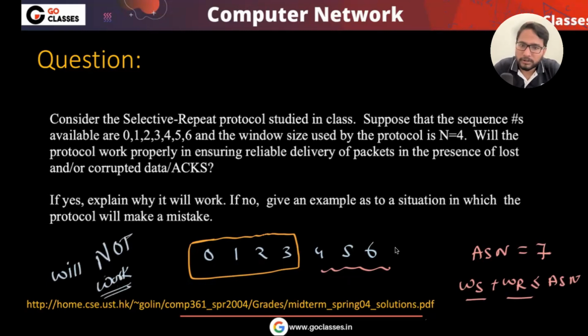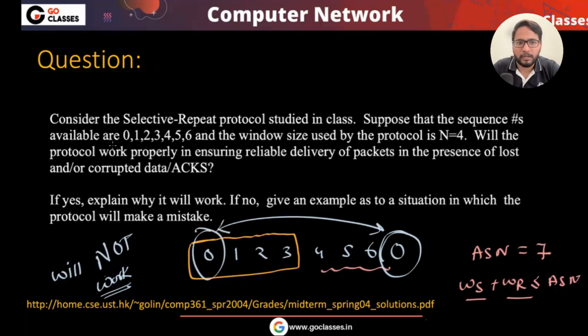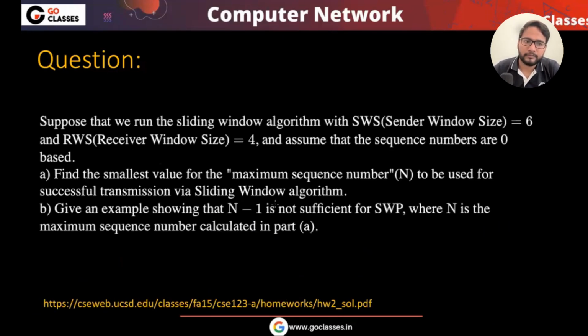Right? Why? Because this is coinciding, right? You are waiting for this and the retransmission, and this is coinciding. And also with the formula, I hope that is okay. You just apply the formula. Okay. Let's just see this. Suppose that we run the sliding window algorithm, the sender window size is 6 and the receiver window size is 4, and assume that sequence numbers are 0-based, I mean, they're starting from 0. Okay. So find the smallest value for the maximum sequence number to be used for the successful transmission via the selective sliding window protocol.